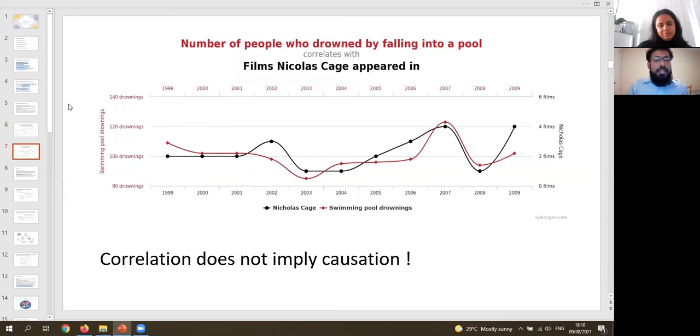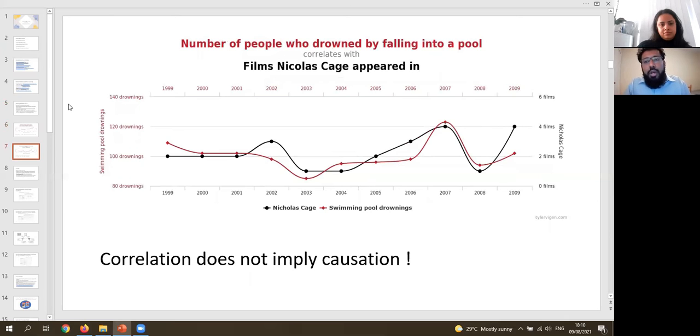You got it right. So this is the point I've made at the bottom of the slide. Correlation does not imply causation. So just because you have correlation between two variables, it does not mean that one variable is impacting another variable. Okay. And then we have another example here.